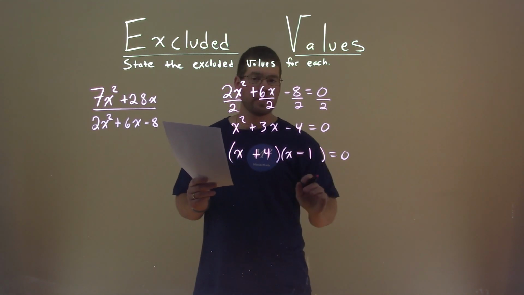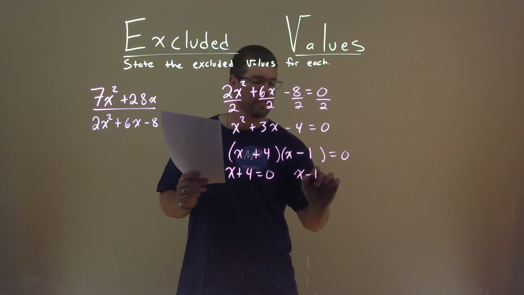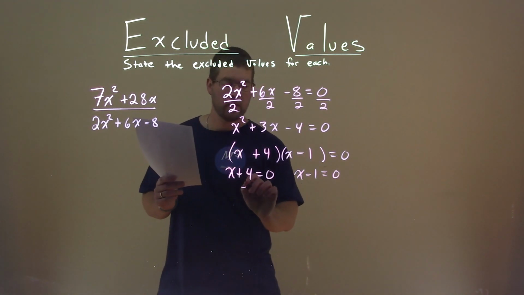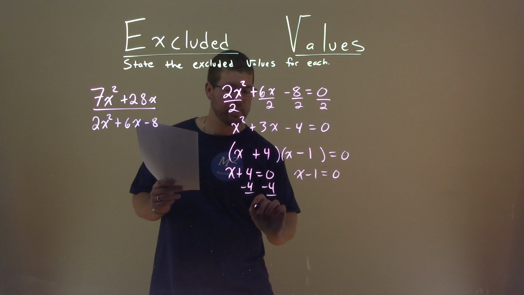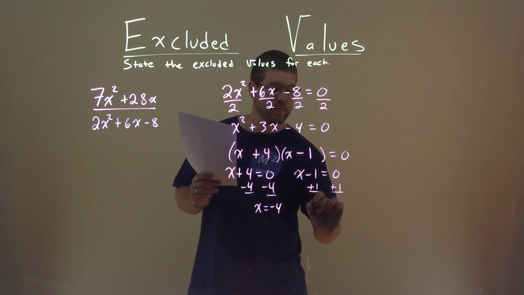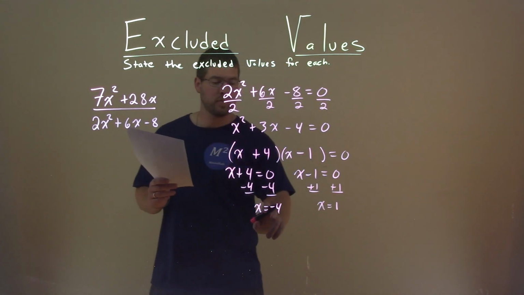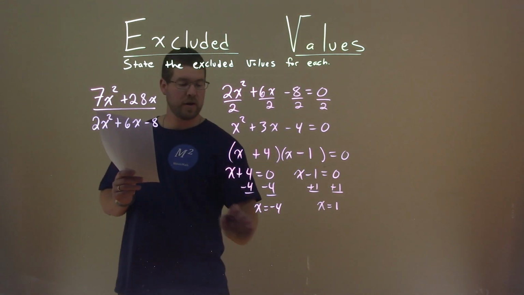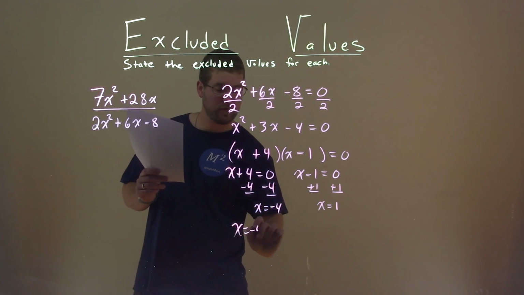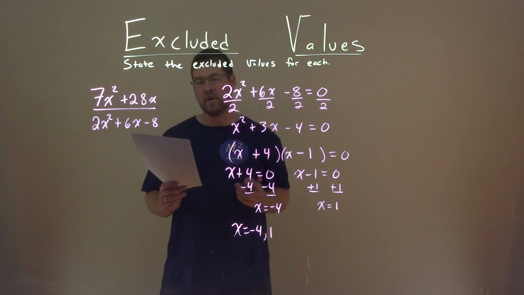Now that it's factored, we can set both parts equal to 0 and solve. Subtract 4 from both sides, and x equals negative 4. Add 1 to both sides, and x equals positive 1. So we have x equals negative 4 and positive 1. You can write it as one statement: x equals negative 4 and positive 1. And those are our excluded values.